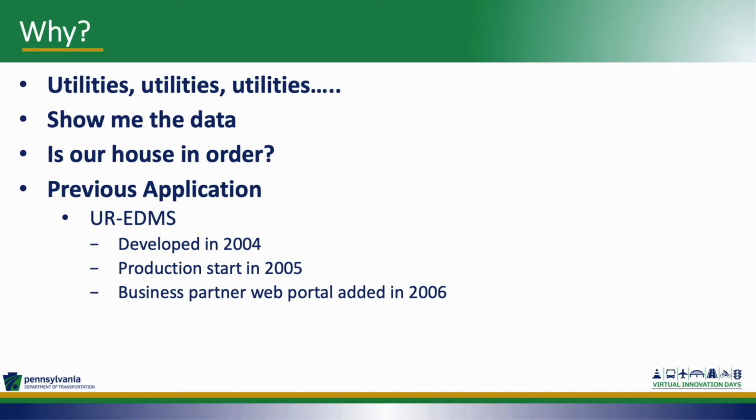Our previous application, UR EDMS, was showing its age quite a bit. It was developed in 2004 and put into production in 2005. I'm sure you can imagine, thinking back to your cell phone in 2005, the technology back then really wasn't that robust. The internal users would have to utilize it on a PennDOT network. And our business partner web portal, which was added in 2006, was not much more than an FTP site, for those that remember what an FTP site is.